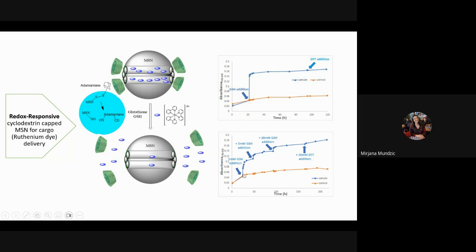Here is pretty much a similar result. We just wanted to add the glutathione in portions, so we got those slopes, but the effect is the same. This is the proof that we can load the pores, and then upon the addition of glutathione as a trigger, we can release the ruthenium dye in this case. And just like the lowering of the pH value, glutathione is also measured in higher concentrations around cancer tissues and cancer cells.